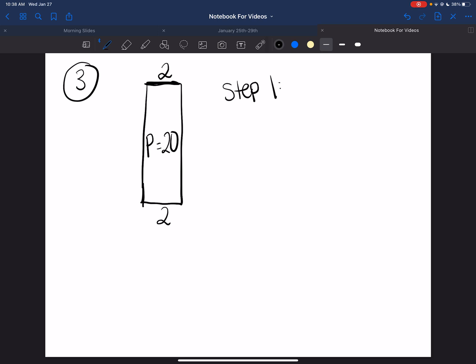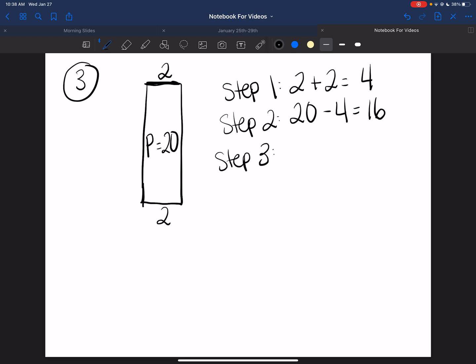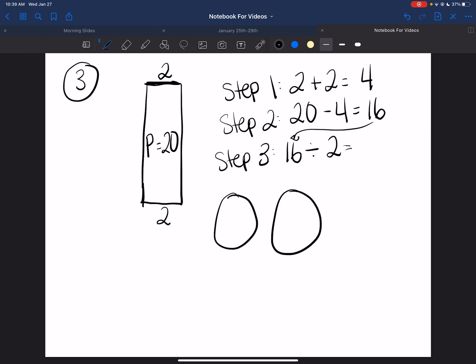Now I can get into my steps. Step 1, add the sides. 2 plus 2 equals 4. Step 2, subtract the perimeter I was given minus my answer. 20 minus 4 is 16. Step 3, share my answer that I just received between two sides equally. 16 divided by 2, draw out 2, and I'm going to share 16. 1, 2, 3, 4, 5, 6, 7, 8, 9, 10, 11, 12, 13, 14, 15, 16.